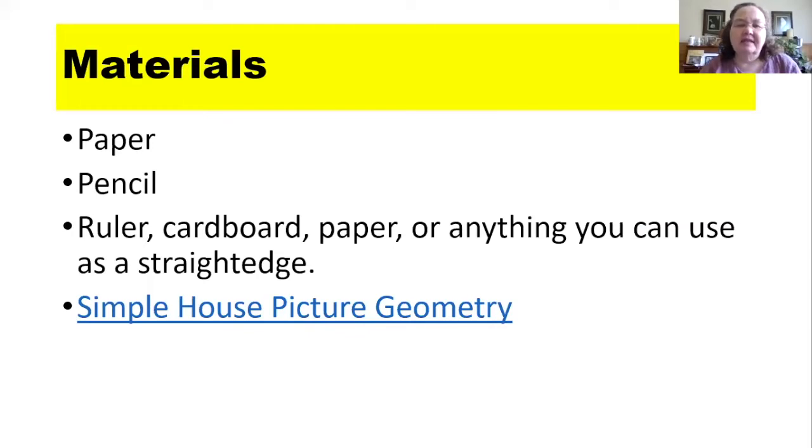For our lesson today, you're going to need paper, pencil, a ruler, cardboard, paper, or whatever you used as a straight edge, and also the simple house picture geometry lesson. If you can't print it out, that's okay because you can just copy it down on a piece of paper and I'll show it to you. So pause for a minute while you go get these.